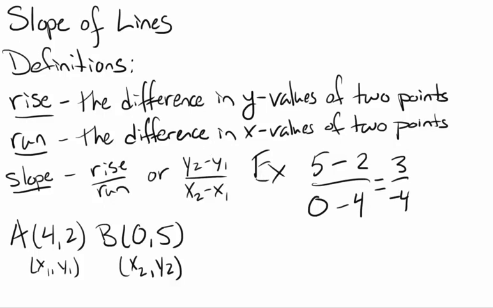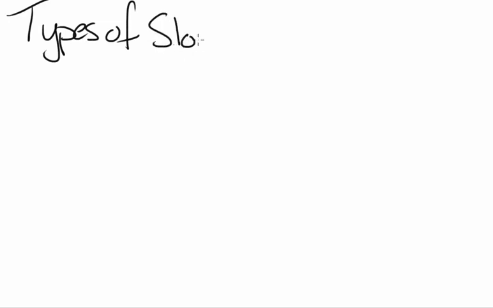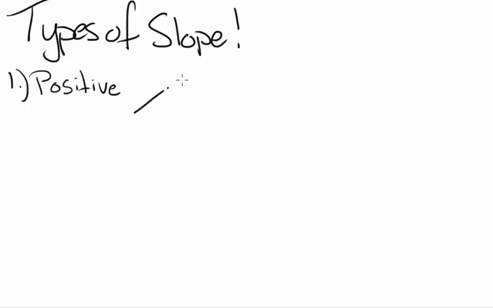Next, we are going to talk about the 4 different types of slope. So once again, types of slope. Our first one will be good old positive. And this is going to be an uphill battle. A positive slope will always start in the bottom left corner and go to the top right, and the coefficient of the slope will be positive.